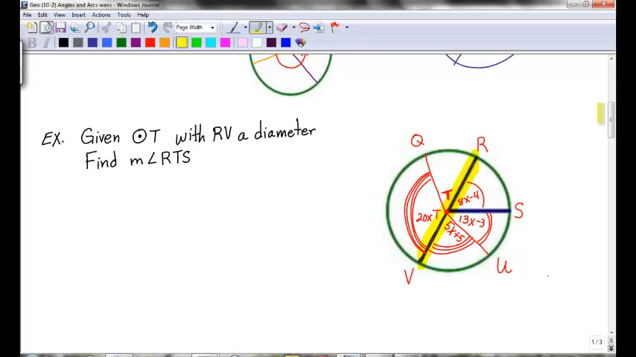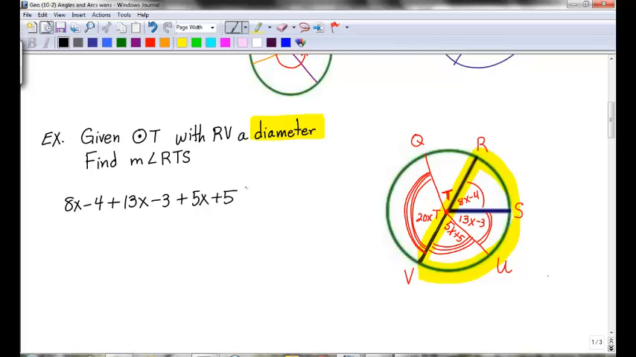Your clue is the diameter. So let's do the 8x minus 4 plus the 13x minus 3 plus the 5x plus 5. Doesn't that get us halfway around, from the diameter to the diameter? And it equals what? 180, because it's a diameter. That's half.